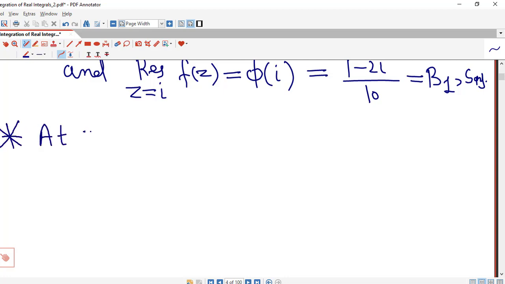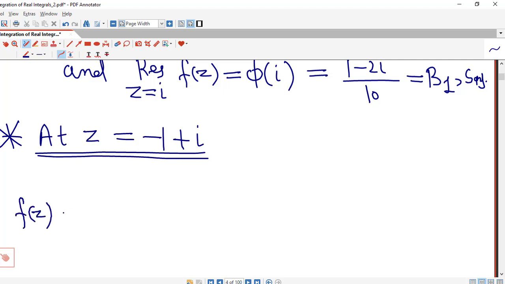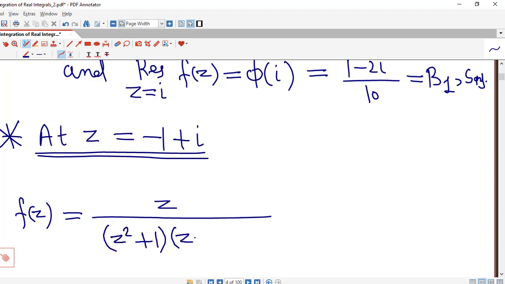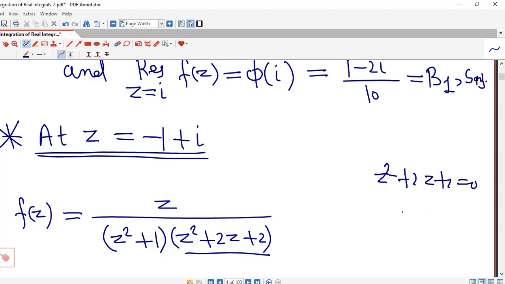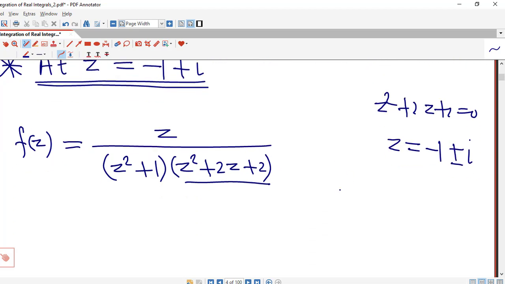Now we find out the residue of f of z at z equal to minus 1 plus i in the same way. So again we rewrite our function f of z. Our function is z divided by (z square plus 1) times (z square plus 2z plus 2). Now the solution of this equation z square plus 2z plus 2 equal to 0 was minus 1 plus or minus i. So we have two values of z which satisfy this equation, minus 1 plus i and minus 1 minus i.